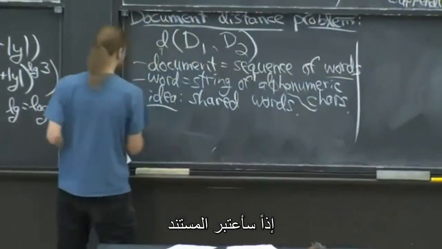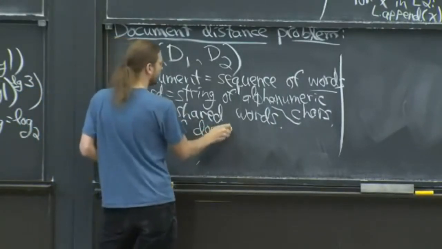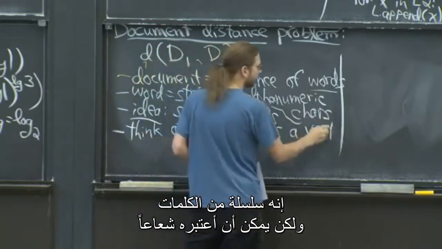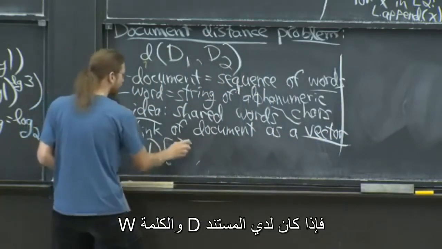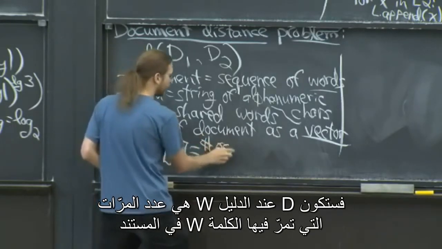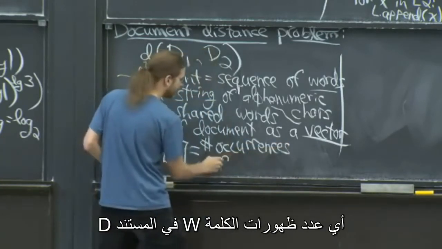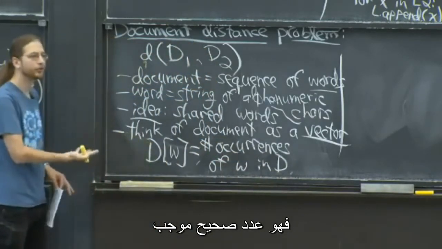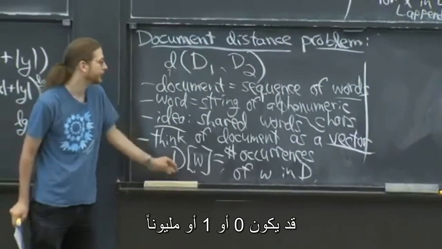So I'm going to think of a document as a sequence of words, but I can also think of it as a vector. If I have a document D and a word W, then D of W is going to be the number of occurrences of W in the document D. So it's a number, a non-negative integer. It could be 0, could be 1, could be a million.